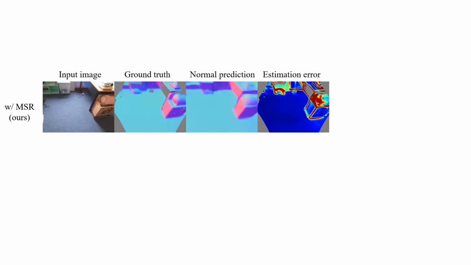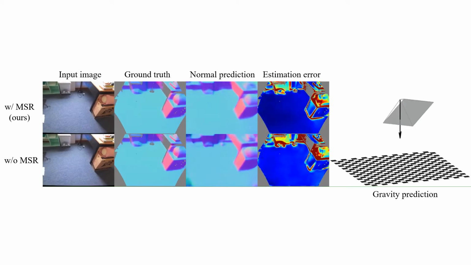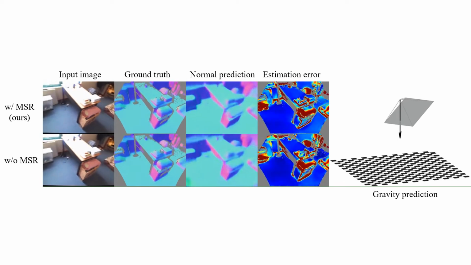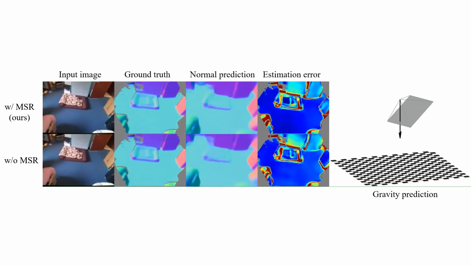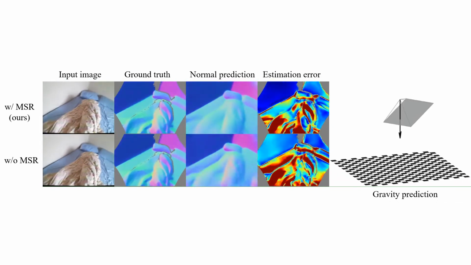Similarly, we evaluate the performance of surface normal prediction with the multimodal spatial rectifier and the standard training baseline on the bottom. As evident, equipped with our multimodal spatial rectifier, the surface normal prediction achieves significantly better performance as compared to the standard training baseline.